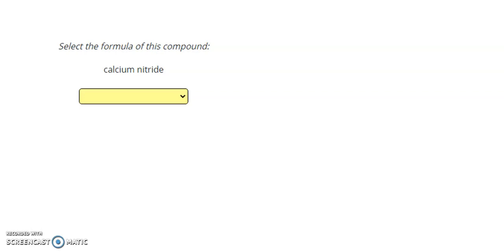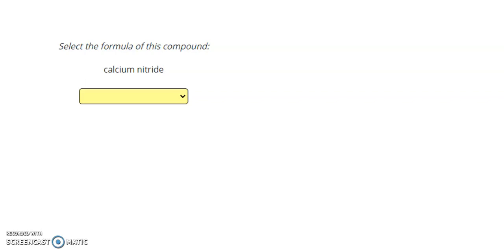So in this problem set, we'll have several different types of ionic compounds mixed together. And so the big thing here will be figuring out which type of naming system to use. The first problem gives you calcium nitride, and we're writing the formula.